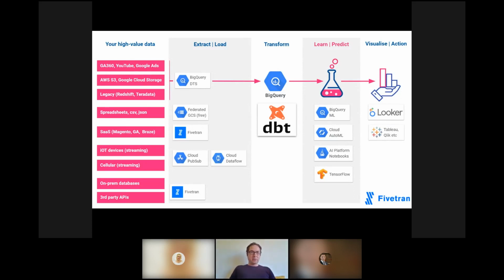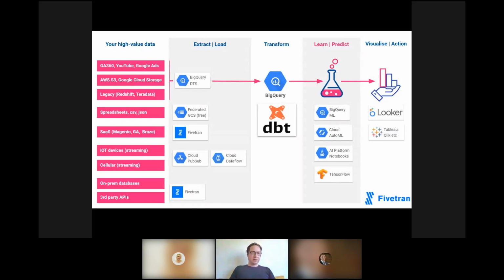So on the left-hand side, we've got the different types of data, whether it's Google Analytics, YouTube, Google Ads, spreadsheets, SaaS providers, IoT devices, so that's where you're streaming data, and on-premise databases. We have a number of different technologies that we use for the ingestion layer. So this is all about getting data in its raw form quickly and safely into, in our case, BigQuery.